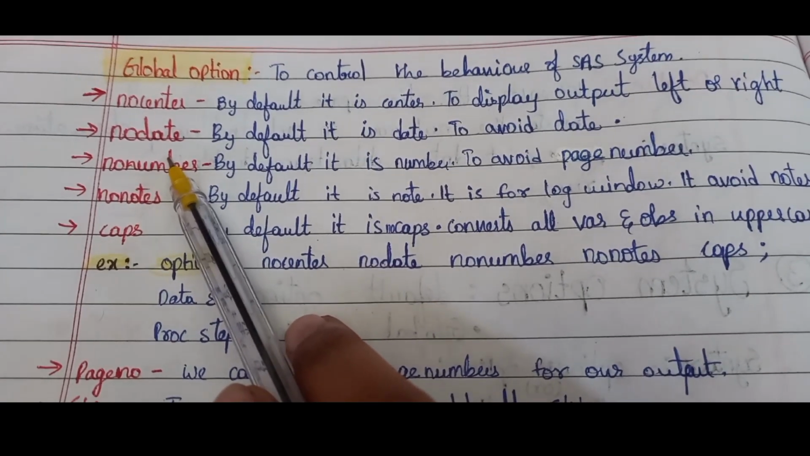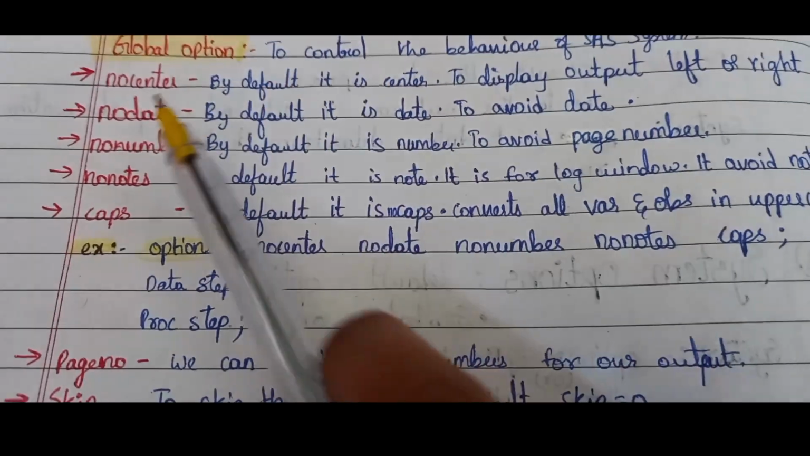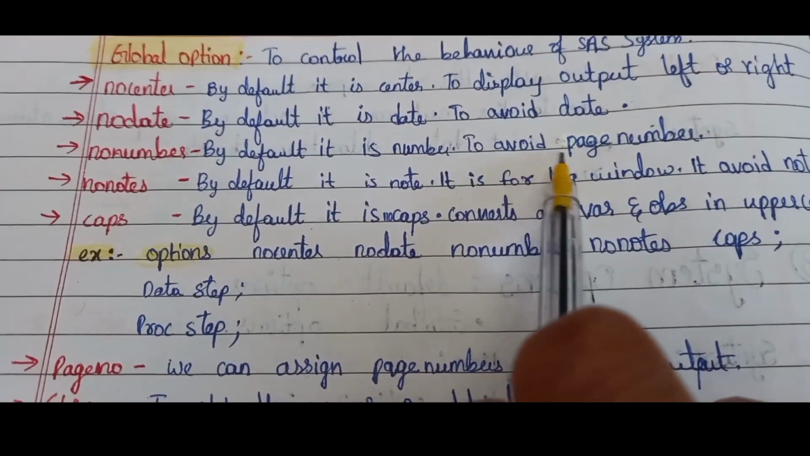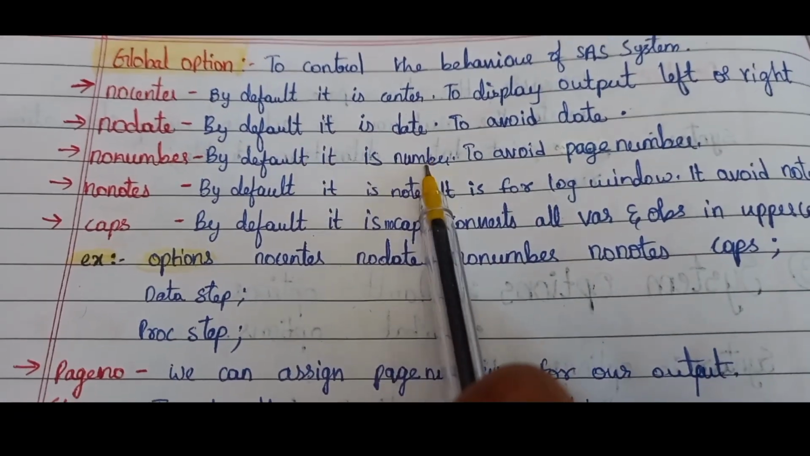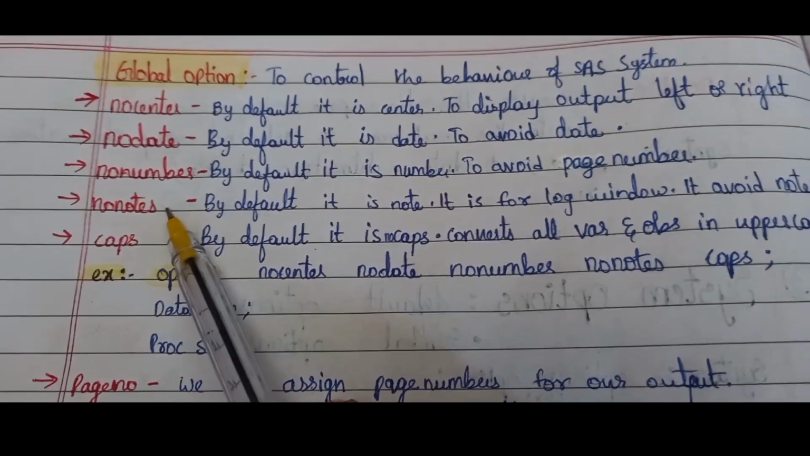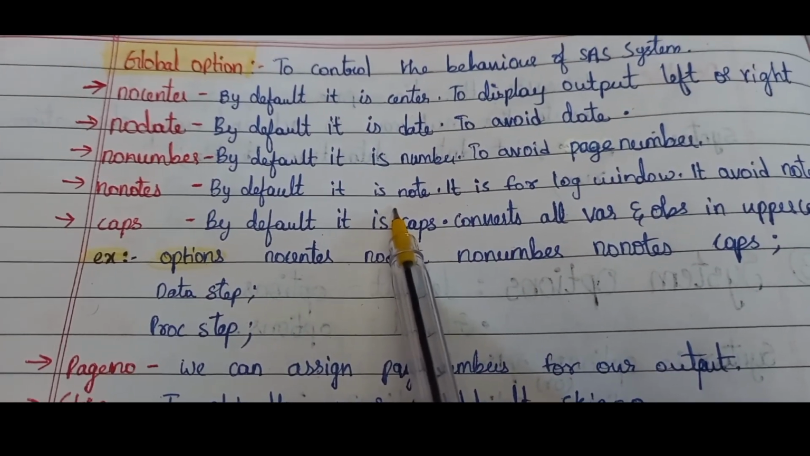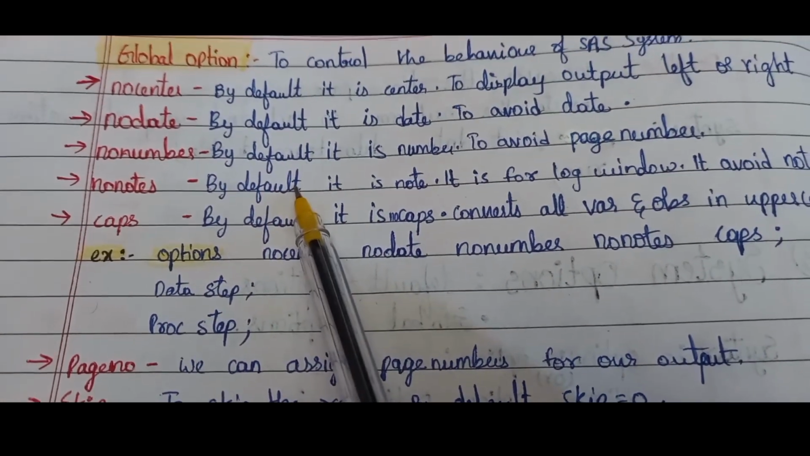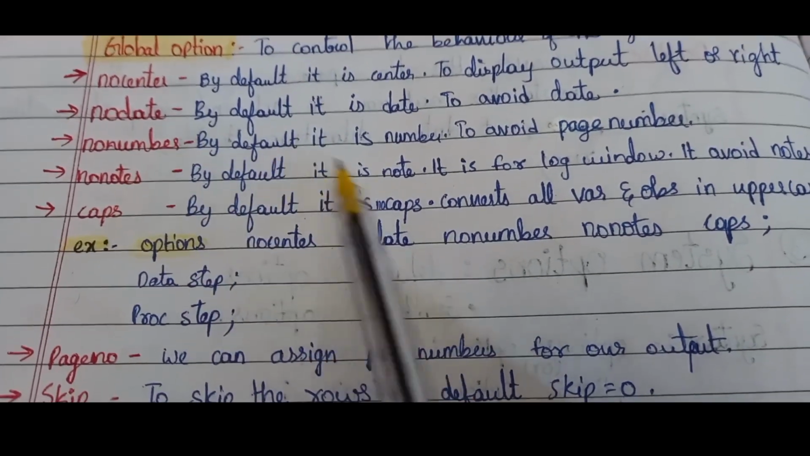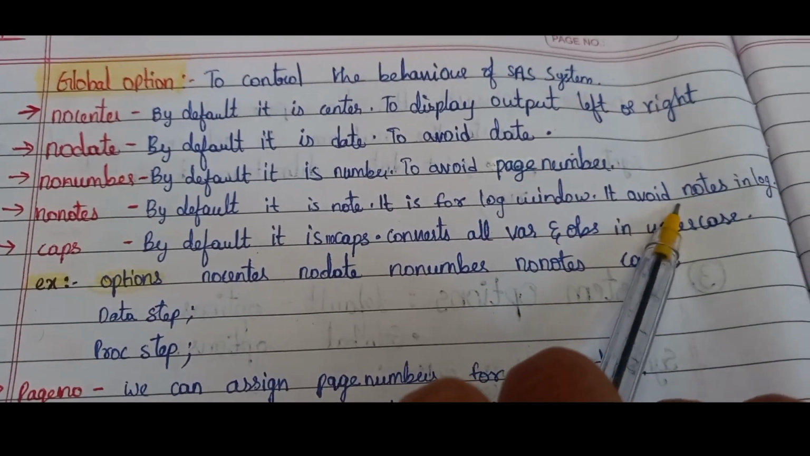The nodate option: by default it is date only. To suppress the date, we will use nodate. Clear? Nonumber is about the page number. To avoid the page number, we use nonumber; by default it is number. Nonotes is used for the log window only. By default it is notes. You can see the notes, warnings, and errors in the log window. If you don't want to see notes in your log window, you use nonotes. It avoids notes in the log window.